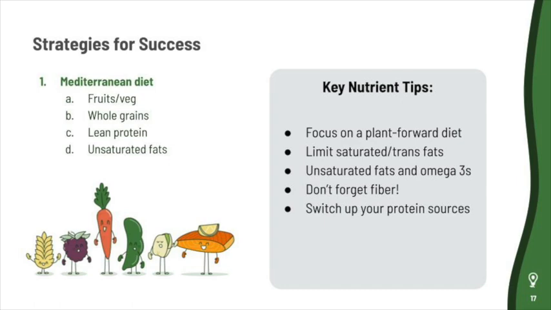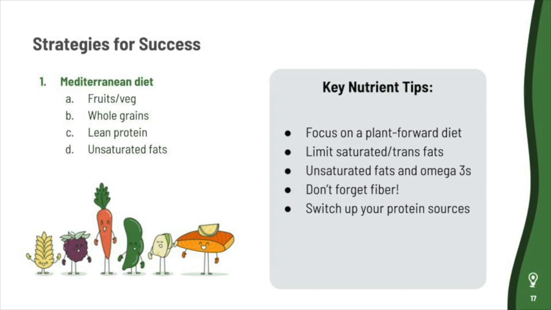Limit your saturated and trans fats. Those are your animal-based fats, and trans fats are your manufactured fats. They don't occur naturally in nature. Your body has a harder time processing these, so eliminate those or limit them as much as you can. Stick with unsaturated fats. Those are your plant-based fats, and they are found in nature, and they're often liquid at room temperature, and your omega-3s, which are found in fish and your nuts and seeds and a handful of other food items.